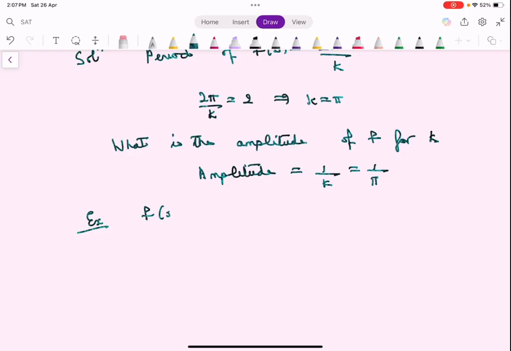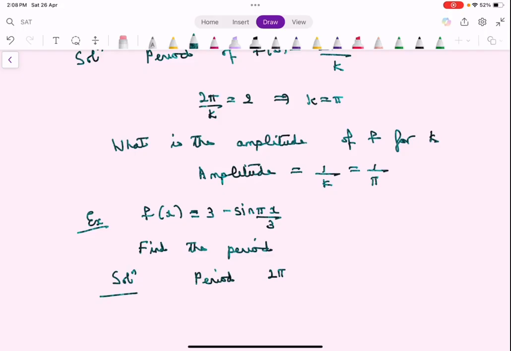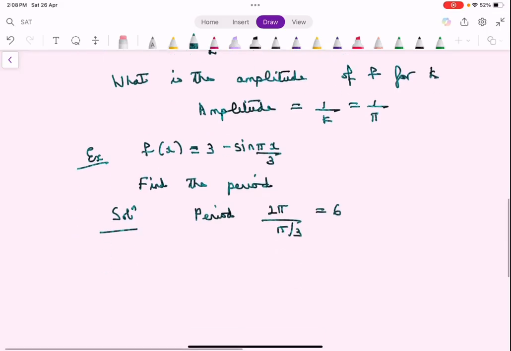Suppose f of x equals 3 minus sin pi x by 3. Find the period. As usual, the period will be 2 pi by k, so it will be 2 pi by pi by 3. In this case, it is 6. The next part of the same question, find the maximum value of f.